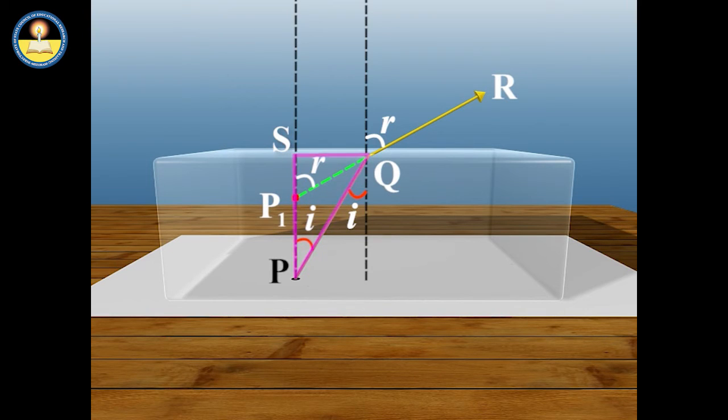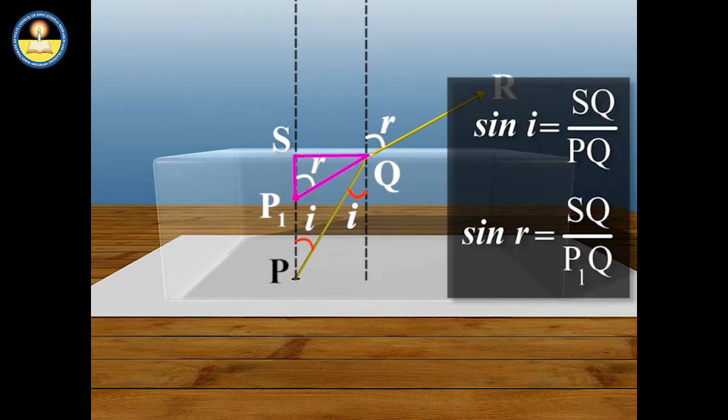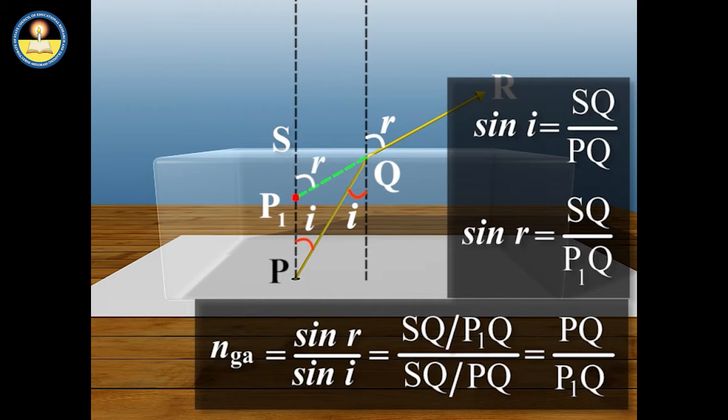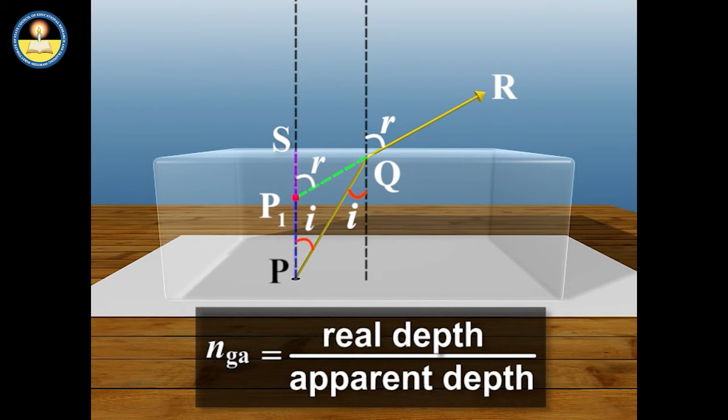From the triangle PSQ, sin I is equal to SQ upon PQ, whereas from the triangle SQP1, sin R is equal to SQ upon P1Q. Since the light is travelling from a denser to a rarer medium, the refractive index of glass with respect to air is equal to the ratio of sin R and sin I, which is further equal to the ratio of PQ and P1Q. Therefore, the refractive index of the glass with respect to the air is the ratio of real depth and the apparent depth of the object.